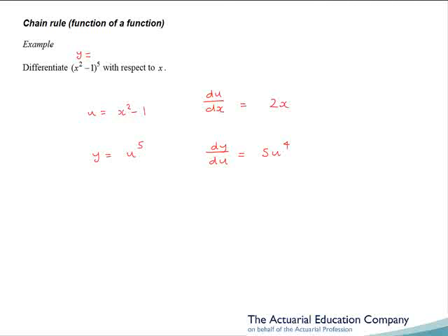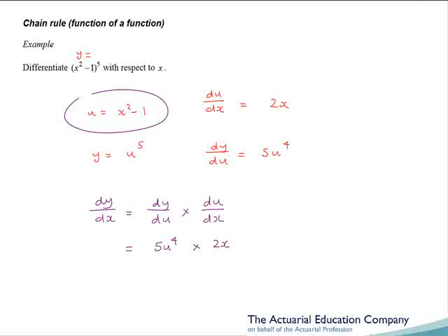We can now use our function of a function rule. dy by dx is equal to dy by du times du by dx. This gives us that dy by dx is equal to 5u to the 4 times 2x. But u is equal to x squared minus 1, and so we have dy by dx is equal to 5(x squared minus 1) to the 4 times by 2x. We can see here that we have timesed by the power and dropped the power by 1, and then we have now multiplied by the differential of the x squared minus 1.